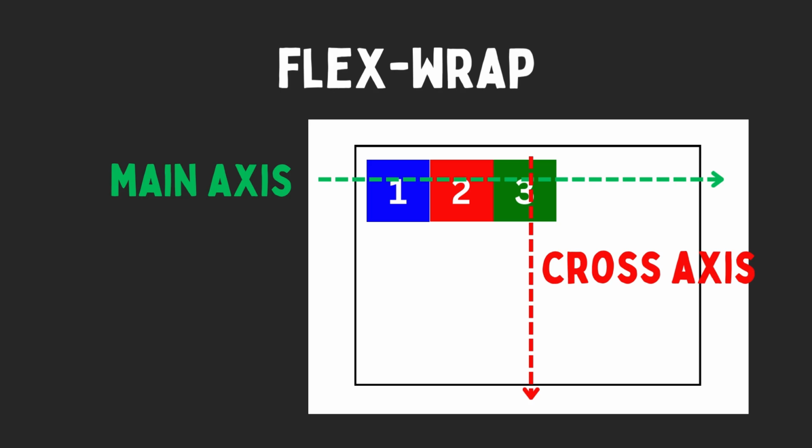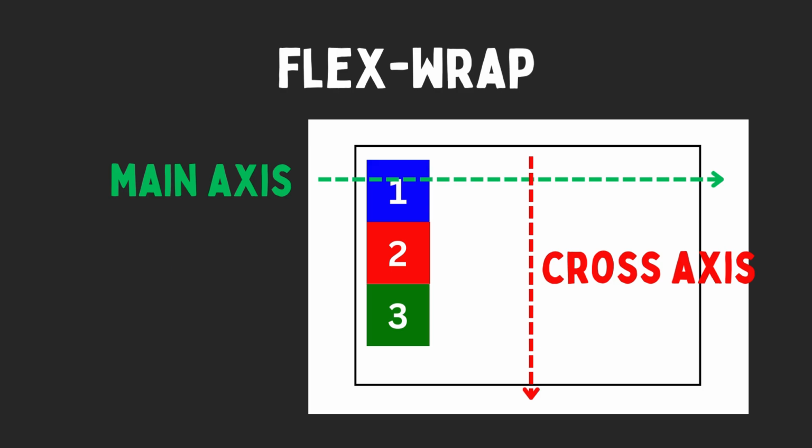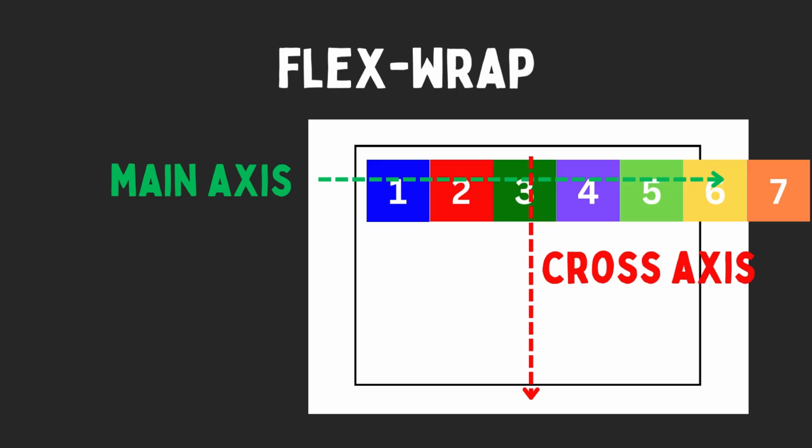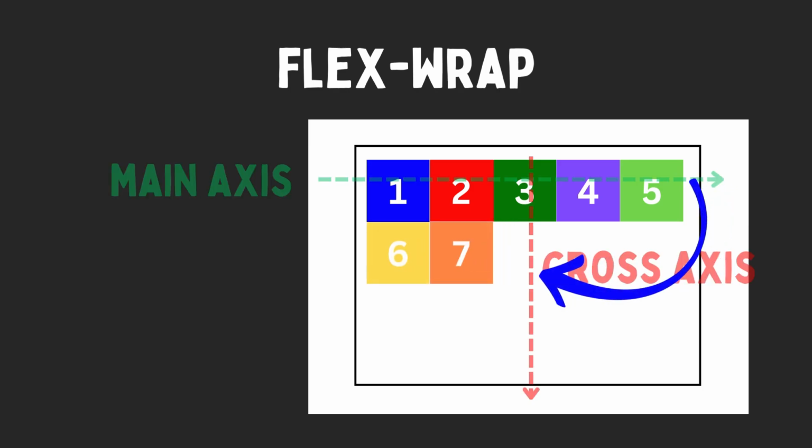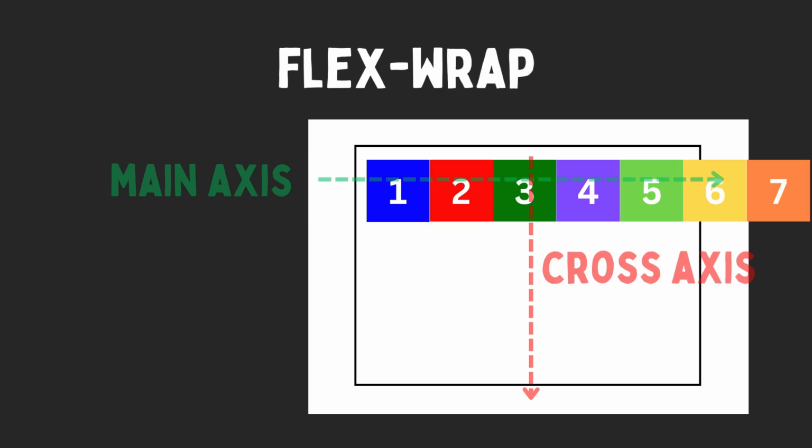So far, all the Flex items we've seen stay in one row or column, no matter how many there are or how much space is available. But what if you want your items to wrap onto a new line or column when there's no room left? That's where Flex Wrap comes in. Flex Wrap allows you to control whether your items stay in a single line or wrap onto multiple lines. This is especially useful for layouts with a lot of items or when your container has limited space.